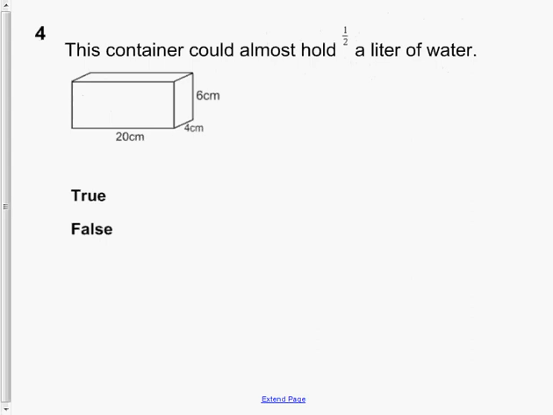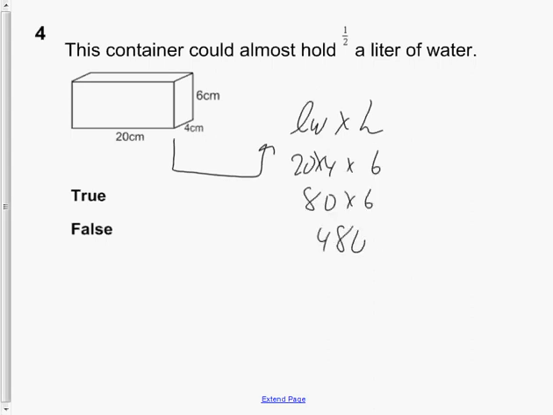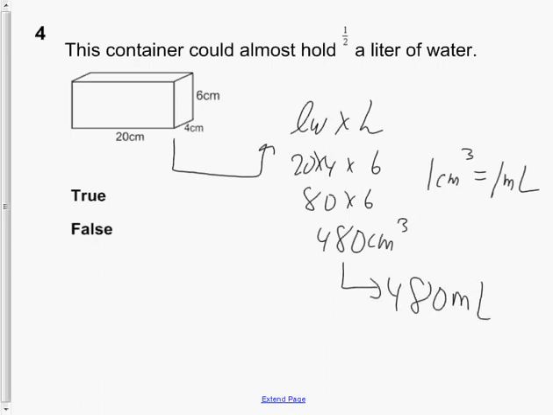The next question says this container holds almost half a liter of water. So the first thing I'm going to do is calculate the volume. There's my formula, area of the base times the height, or 20 times 4 times the height, or 80 times the height, or 480 cubic centimeters. Now, in the last question, we said that 1 cubic centimeter equals 1 milliliter. So therefore, this would be 480 milliliters.